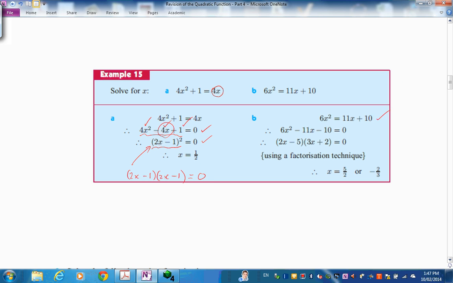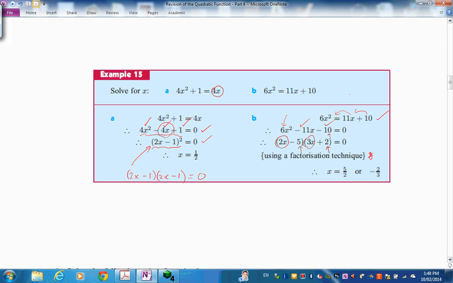What about this one up here, a harder type? Take 11x from both sides, take 10 from both sides, and now you want factors of 6, 2x and 3x to give 6x squared, factors of 10, 5 and 2, and using a factorisation technique, either the cross method, or splitting the x term, or trial and error.